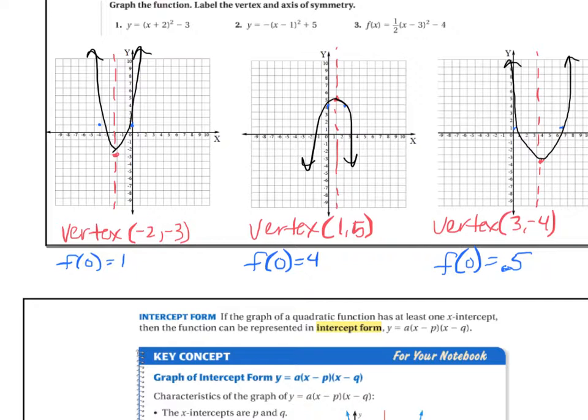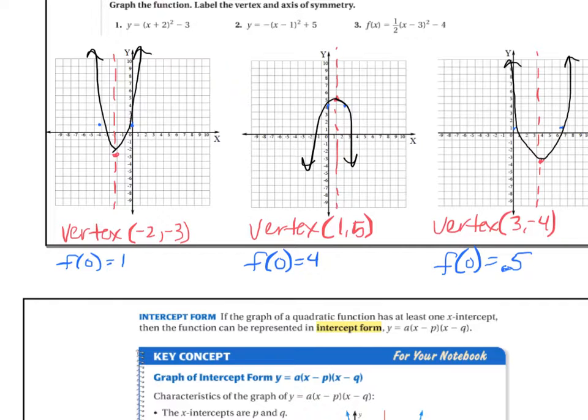The vertexes are in red. Those get pulled right out from the equation. You draw your axis of symmetry after you plot your vertices, and then you pick another 1 or 2 points in order to graph those. You should always be checking that your parabolas are opening up or down based upon the equation. Remember, if A is positive, they open up, and if A is negative, your parabola should be opening down. That's just another way to check yourself.